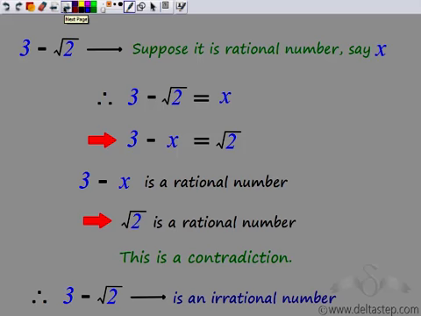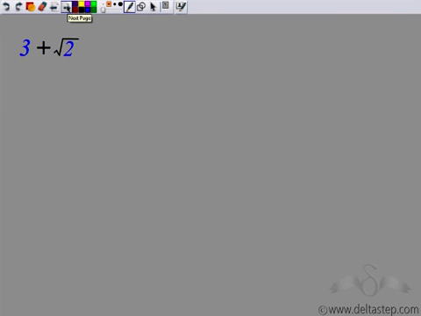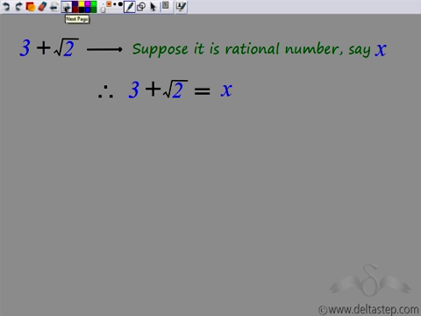So we have seen that subtracting an irrational number from a rational number, we get an irrational number again. Now let's look at addition of a rational with an irrational. What about this? Again, let us suppose that this is a rational number, say x. So I assume that this is a rational number x. That means 3 plus under root 2 is equal to x. Now again, I can bring x this side of the equation and I can take under root 2 the other side. What I get is that 3, if I bring this here, minus x would be equal to negative under root 2. This is what I get.